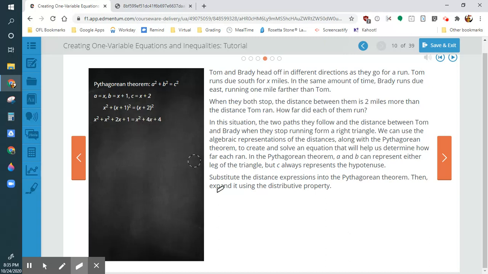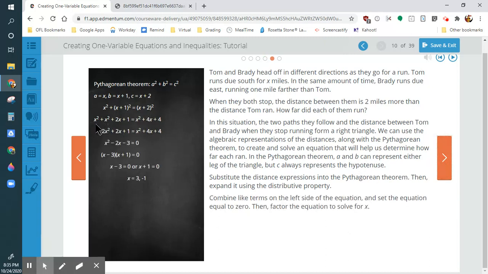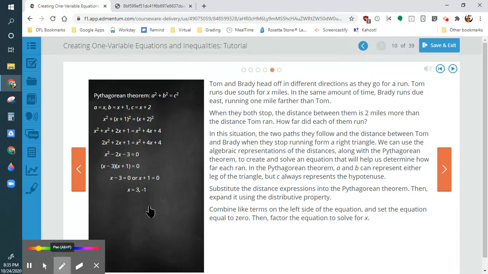So that's where we get all this. The next step, we're going to simplify. So you can see that they kind of added all their x squareds, all their x's. They're going to move everything to one side. From here, we can box method or x method it, whichever way you prefer. Some people prefer the x method.